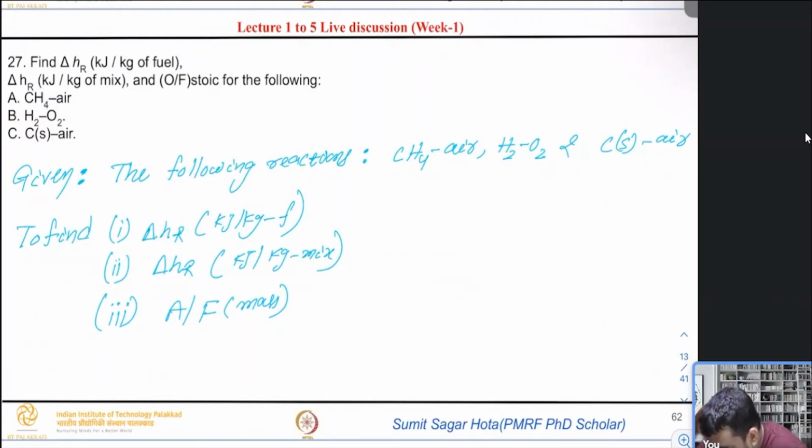Okay, now the next question 27: find delta HR in kilojoule per kg of the fuel, delta HR in kilojoule per kg of the mixture, and the air fuel ratio on mass basis. Okay, these are the things to be calculated. What are the things given? Given is the following reaction: CH4 with air, H2 with O2, and C with air.